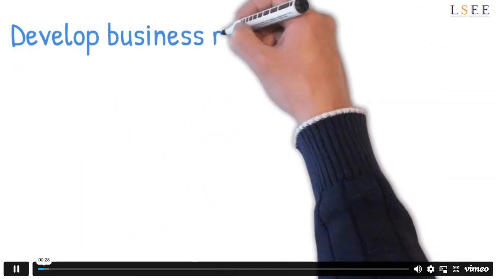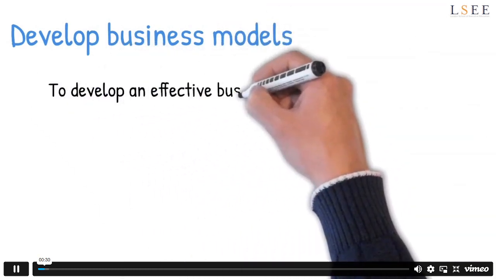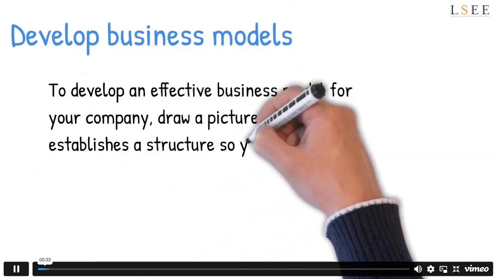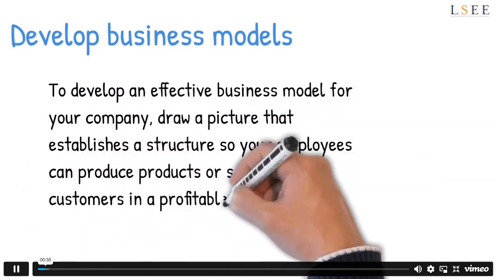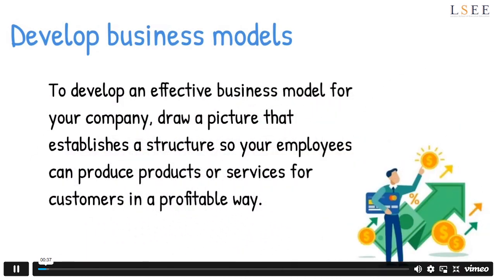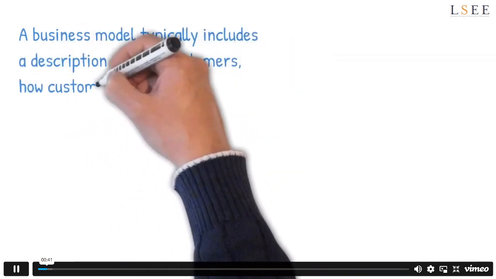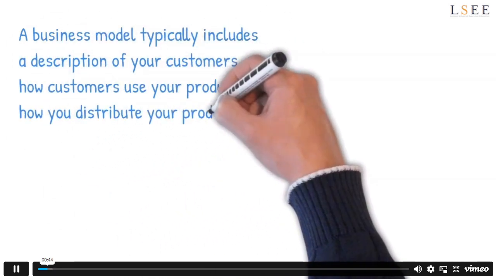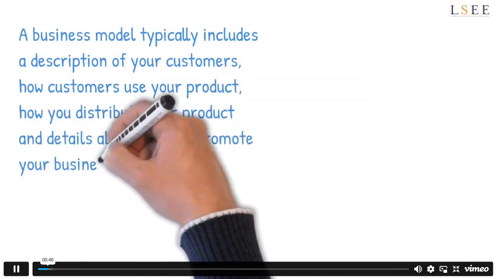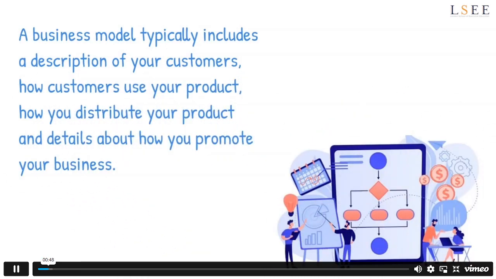Develop business models. To develop an effective business model for your company, draw a picture that establishes a structure so your employees can produce products or services for customers in a profitable way. A business model typically includes a description of your customers, how customers use your product, how you distribute your product, and details about how you promote your business.